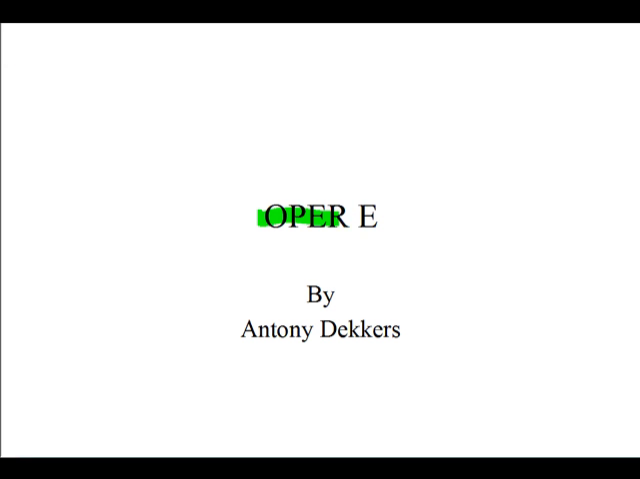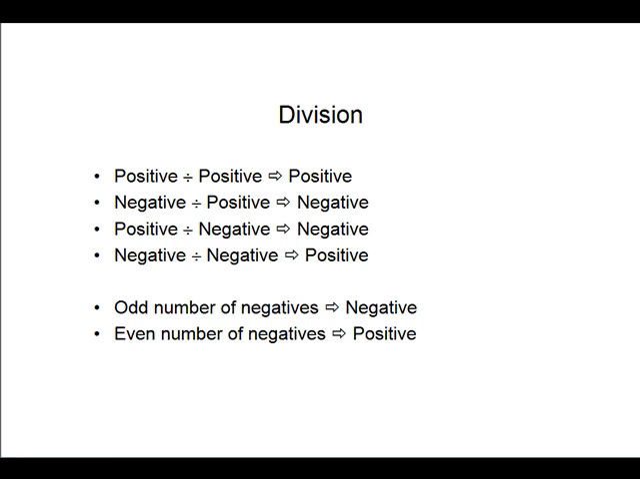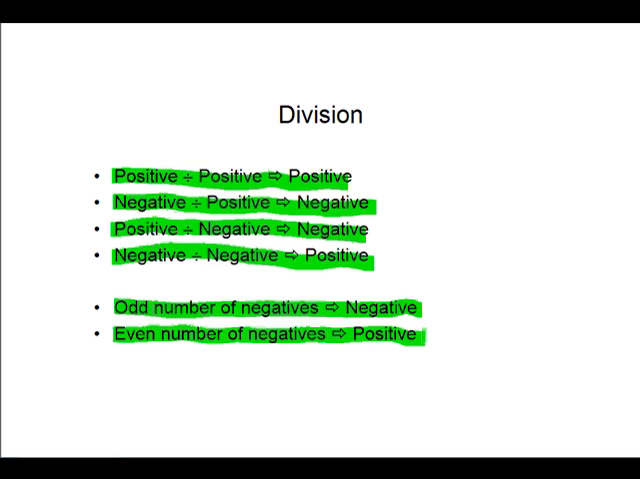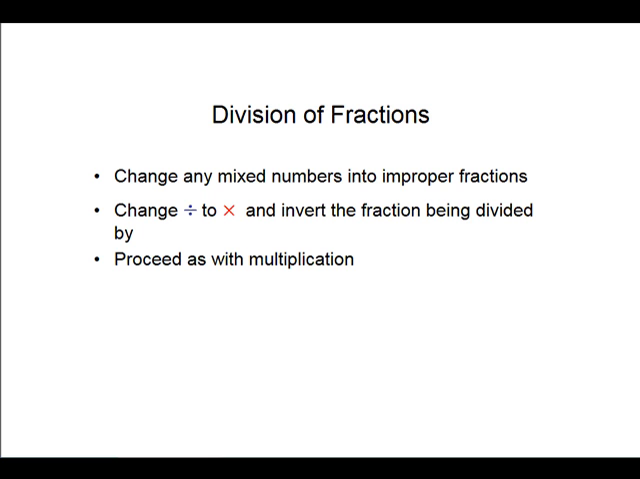Welcome to section E of the operations module. This module relates to division. The rules for division when it comes to negatives and positives are the same as multiplication. And once again, the easy way to remember it is to know that an odd number of negatives, the answer is negative, and an even number of negatives, the answer is positive. So let's work our way through a few examples.